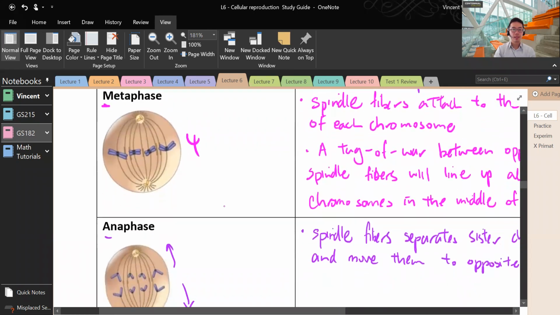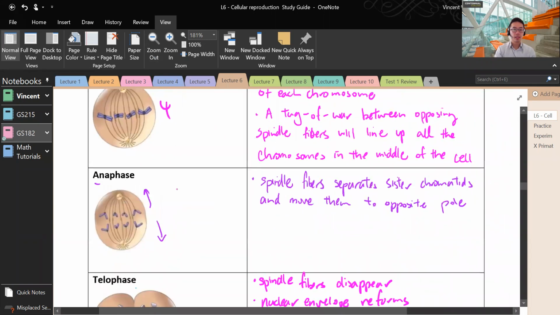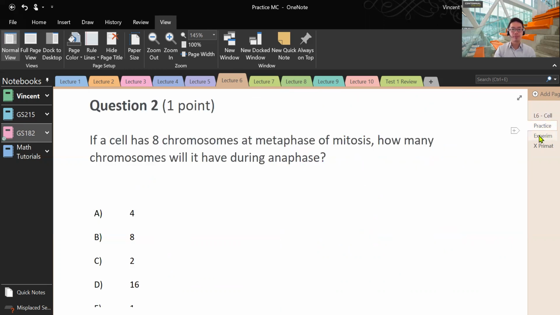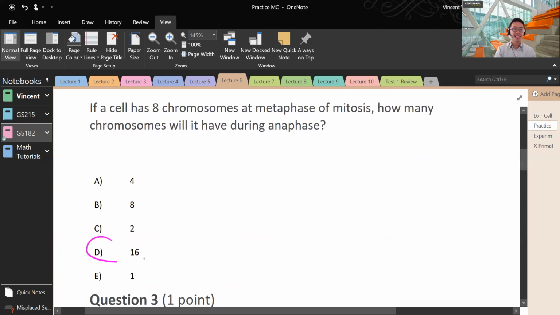Okay. And then we're gonna take a look at here. How many chromosomes do we have at anaphase? They're no longer stuck together. So that is actually 1, 2, 3, 4, 5, 6, 7, 8. Okay. So if you have 8 chromosomes in metaphase, how many are you gonna have in anaphase? 16, right? Okay. Hope that makes sense.